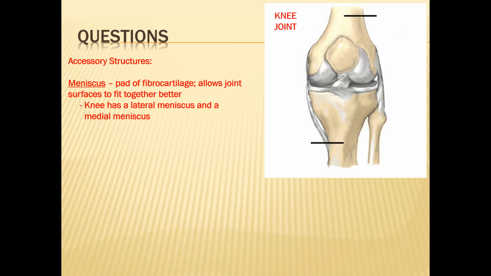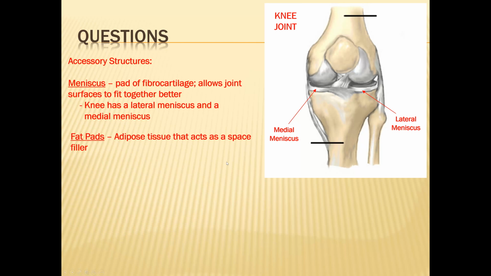This is a pad of fibrocartilage. This allows the joint surfaces to fit or conform better together. And the knee joint, which we're looking at here, has both a lateral meniscus and a medial meniscus, and so this is the little pad of cartilage that you see between the ends of the femur and the tibia. Notice that I know that this is the lateral meniscus because it's on the same side as the fibula, and if you remember, the fibula is lateral and the tibia is medial.